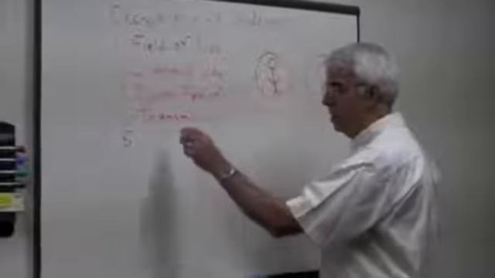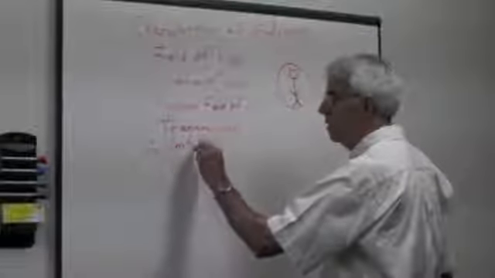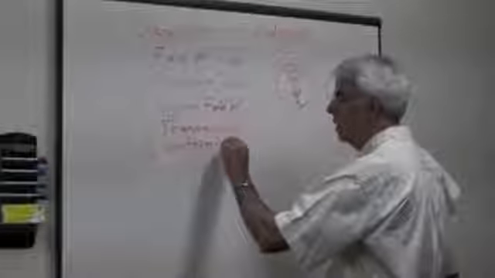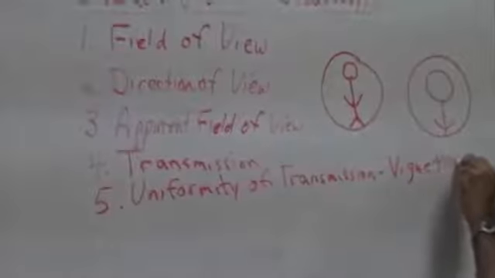Next really important characteristic concerns transmission, and it's the uniformity of transmission. The technical word for that is vignetting.